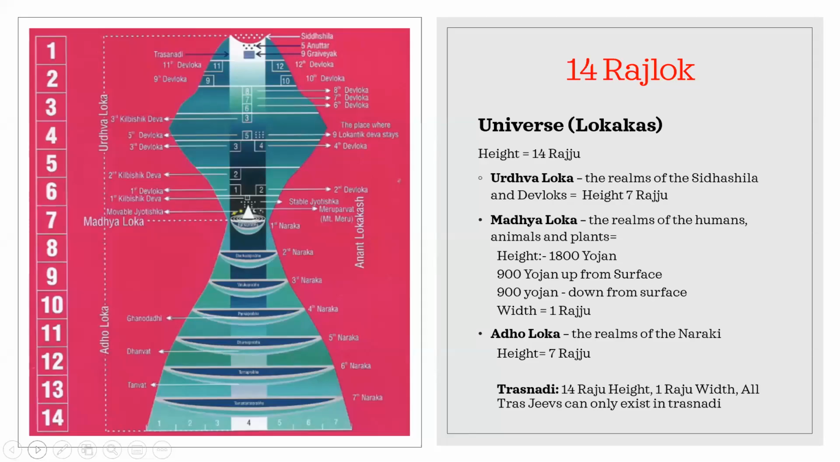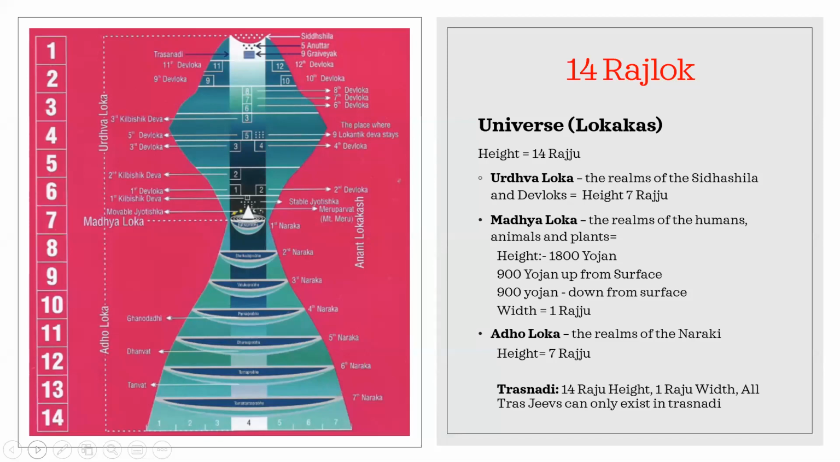So, I think we all know the basic structure of the 14 Rajlok. We know the 14 Rajlok is divided into 3 sections. There is Urdhvalok, that is 7 Rajju in height. Then there is Madhyalok, that is 1800 yojans in height. And this Madhyalok is also known as Tirchalok, and it extends 900 yojans above the Swayambhutal Bhumi and 900 yojans below the Swayambhutal Bhumi. And then the last section is Adholok, and Adholok is also 7 Rajju in height.